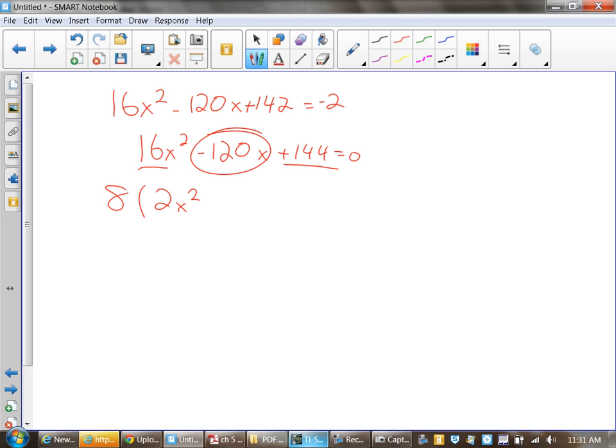You have 2x squared minus 15x, and then, oh, that's much more manageable. When you pull out the 8, since you're setting it equal to 0, do you have to worry about that 8 anymore? No, I don't have to worry about it at all. So now what's 2 times 18? 36. To get 36 to add to negative 15, that's your negative 9, negative 6.